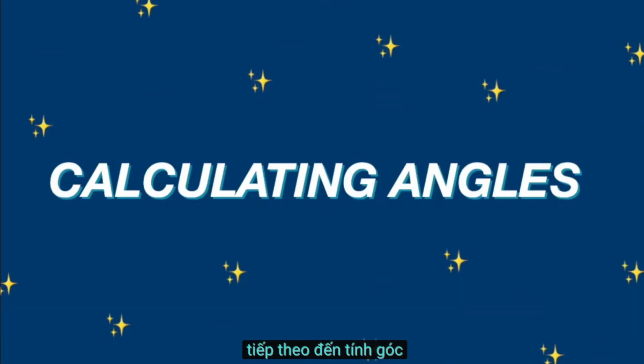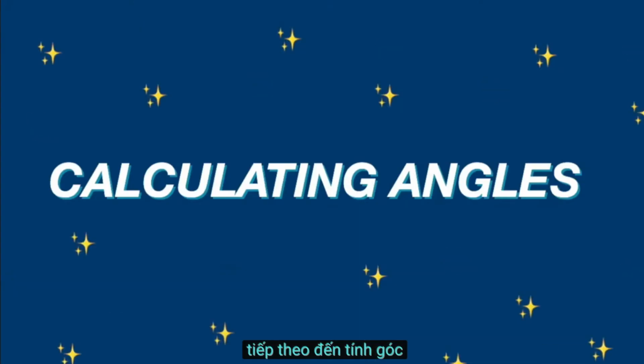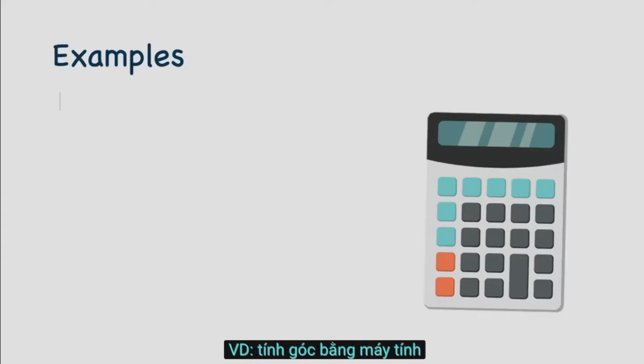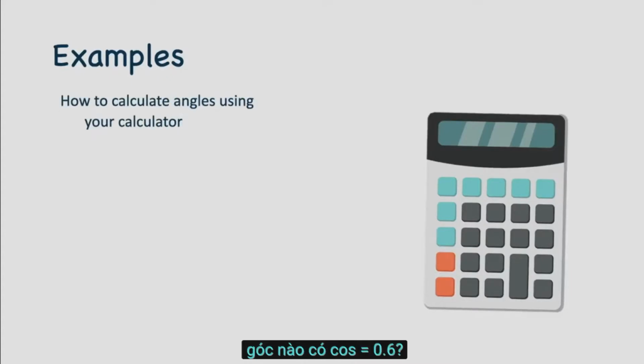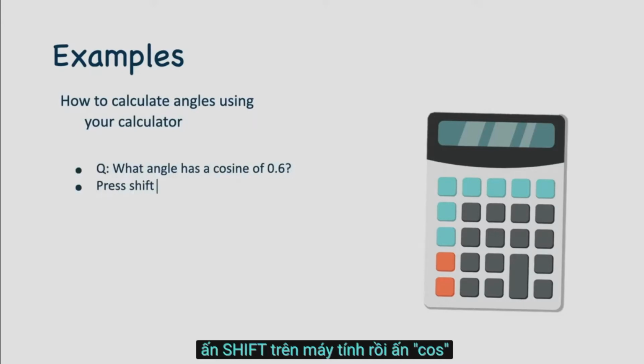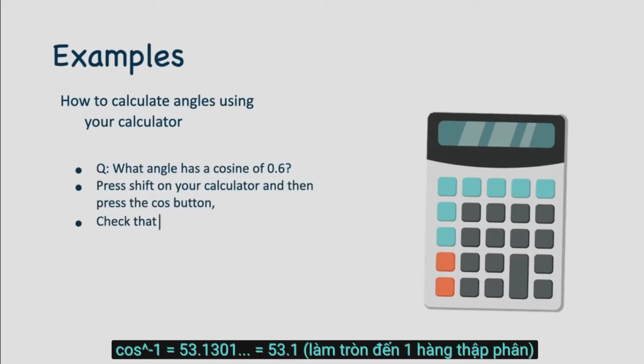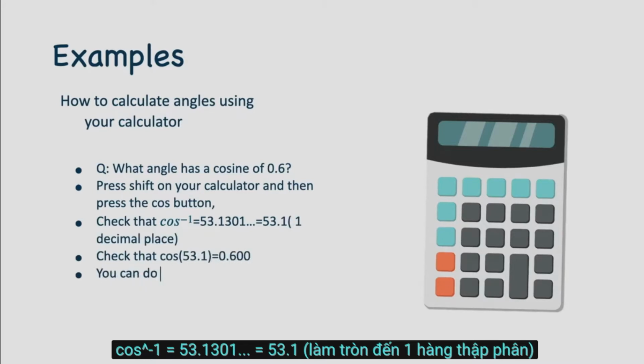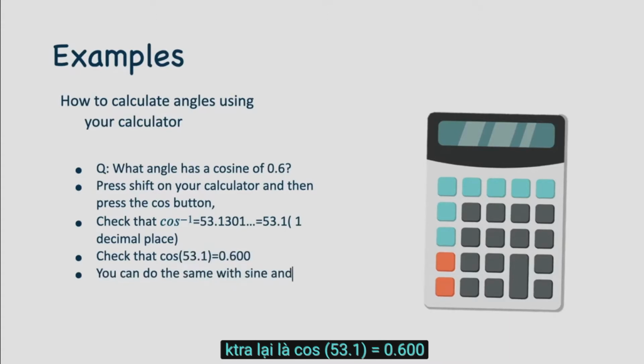So next, move on to 26.3 calculating angles. So examples. How to calculate angles using your calculator. So the question is, what angle has a cosine of 0.6? So the first thing you do is press shift on the calculator and then press the cosine button, and check that cosine minus 1 of 0.6 is equal to 53.1301, which is 53.1 rounded to 1 decimal place. So check that cos 53.1 is equal to 0.600, and you can do the same with sine and tangent.